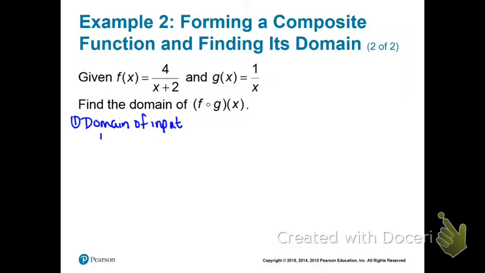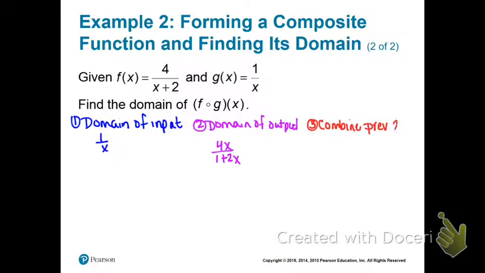And what did we input? That was the 1 over x. We've got to find the domain of the output, which is the 4x over 1 plus 2x. And then we're going to combine the two. I'm going to put combine previous two.